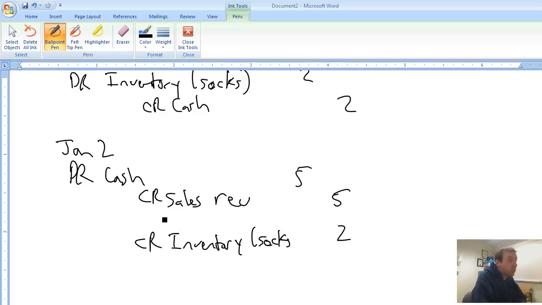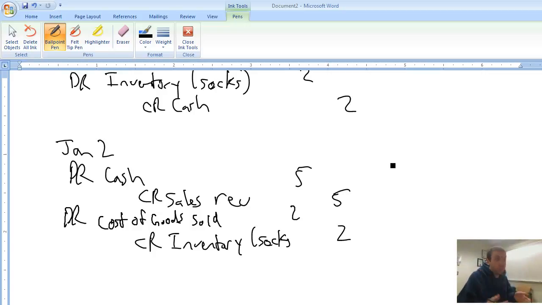Now, this is going to give rise to a new expense, and it's an expense we haven't talked about yet, and that expense is called cost of goods sold. When Walmart sells its pair of socks, it has a cost of goods sold of $2. So the journal entry, whenever we're selling inventory, is always going to be debit cash or accounts receivable, credit sales revenue, debit cost of goods sold, and credit the inventory that we sold.